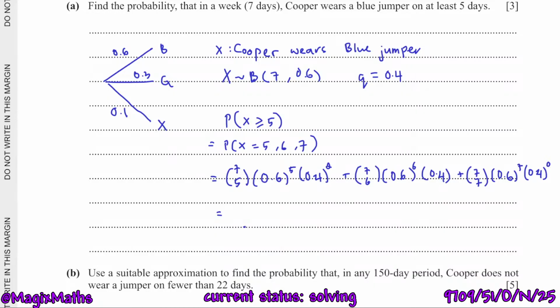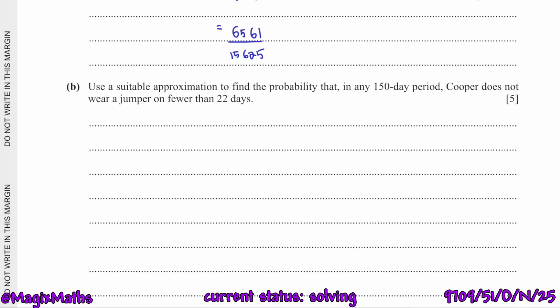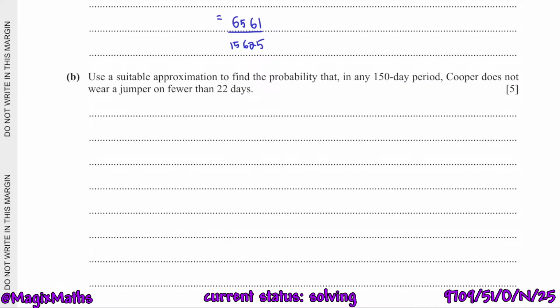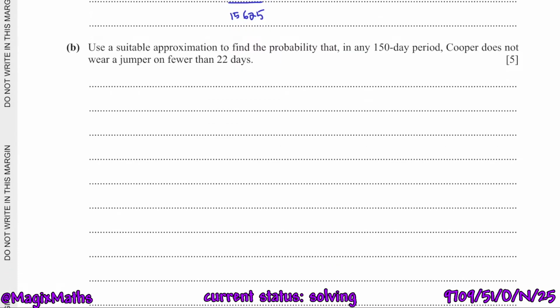Hope I don't make any mistakes in plugging in the values into my calculator, but I got 6561 over 15625. Okay, moving on. Now, use a suitable approximation to find the probability that in any 150-day period Cooper doesn't wear a jumper on fewer than 22 days.